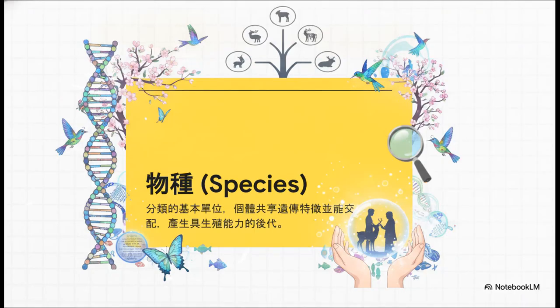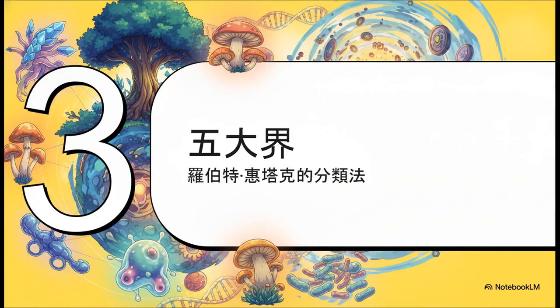The absolutely crucial takeaway here is that a species isn't just some arbitrary sticker we humans slapped on an animal. It is a real, tangible unit shaped by evolution. The golden rule: members of the same species can naturally reproduce to create fertile offspring. If they can't, like how a horse and a donkey make a sterile mule, well, then they belong to different species. All right, let's jump into Section 3, the Big Five.